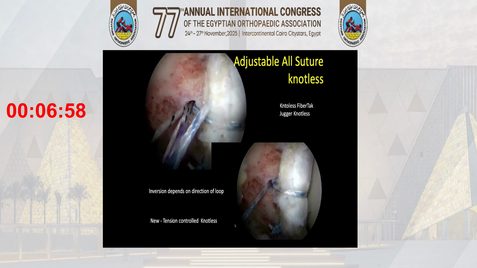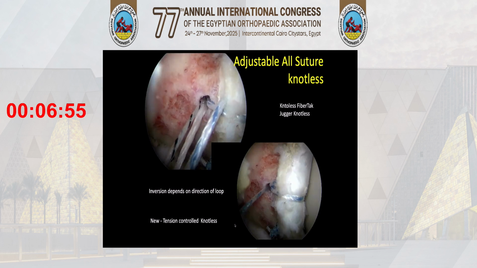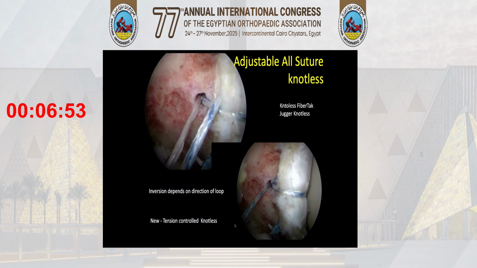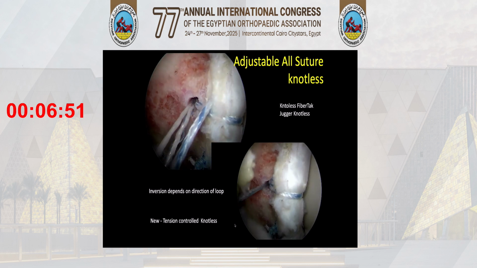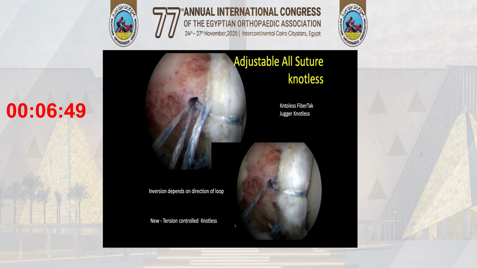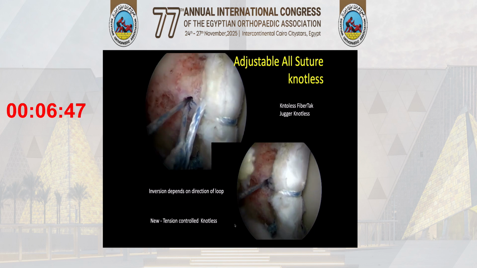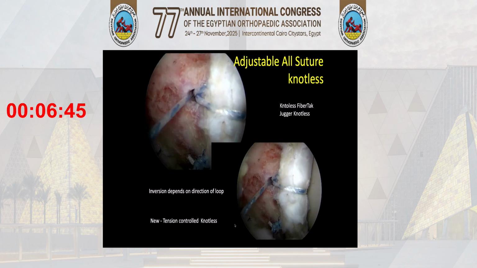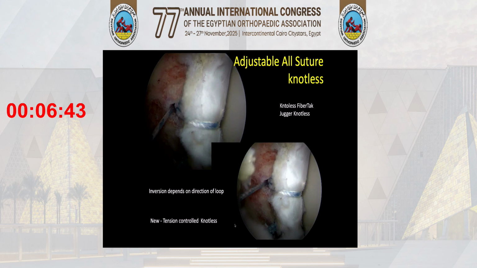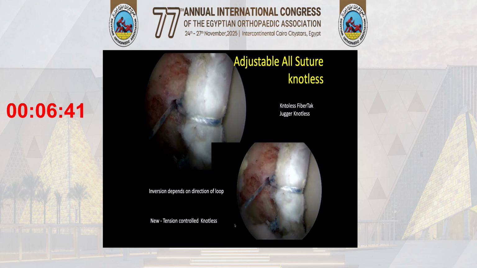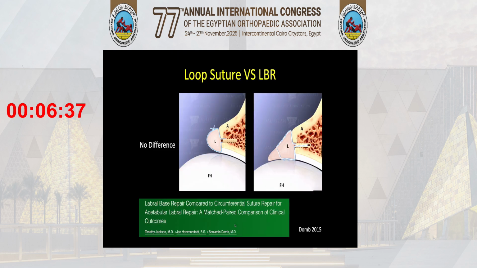Then there are also the knotless anchors, and there is an all-suture knotless anchor now, which you can just tension by pulling. Again, the direction of the suture controls whether you do eversion or inversion. Of course, we take the loop inside to cause inversion, as you see here. It's easy, it saves time on doing the knots, and it's quite tight. It's a very strong anchor.